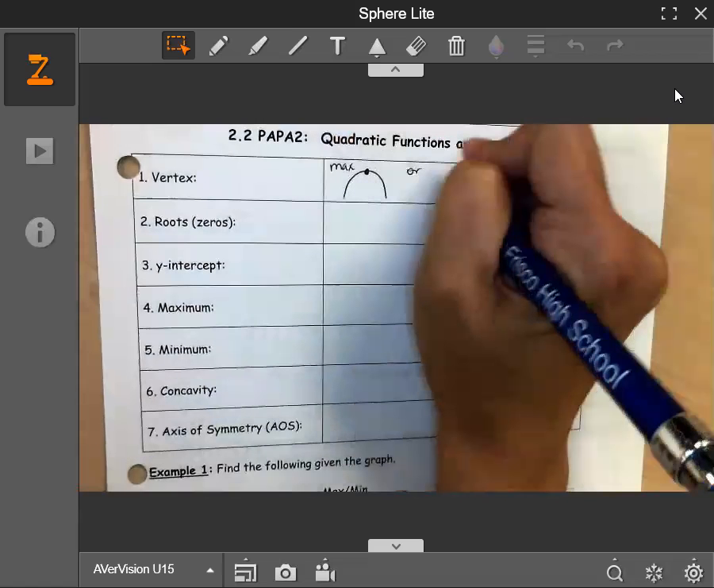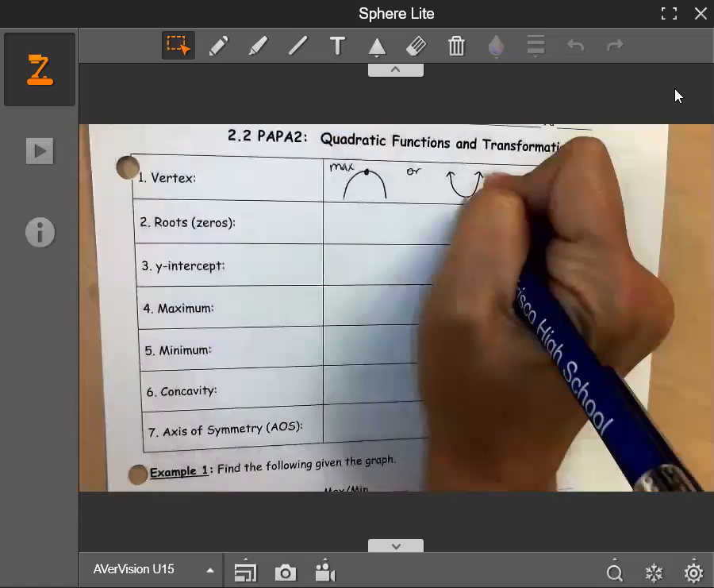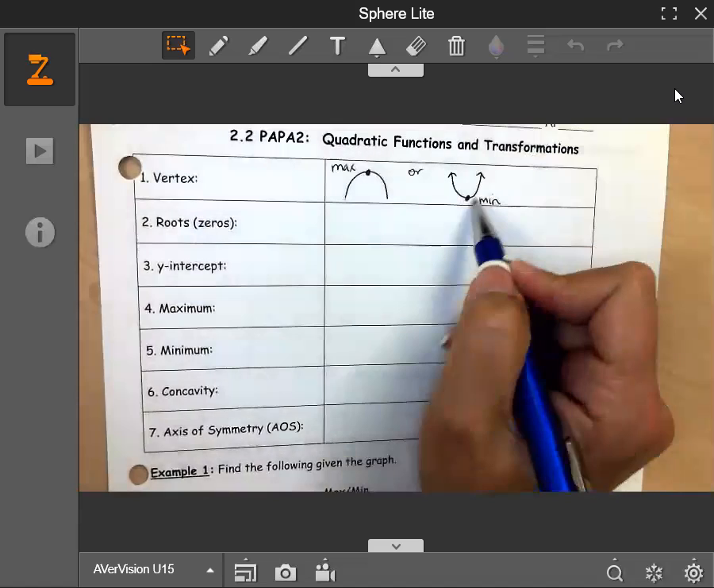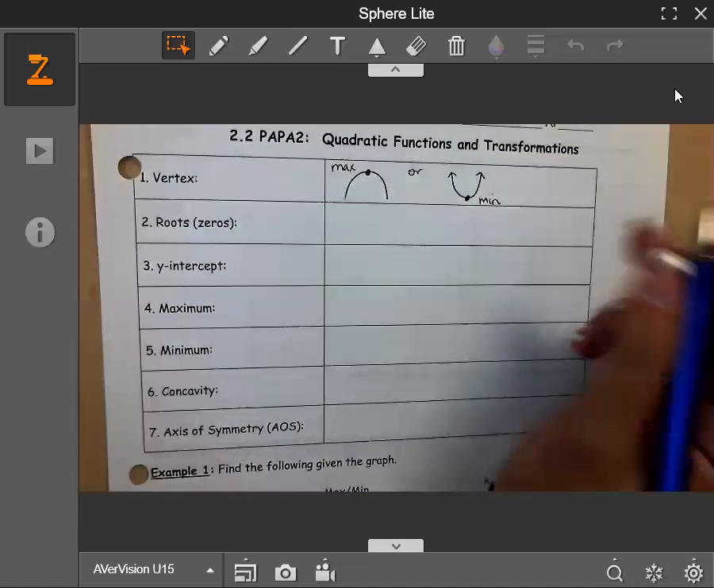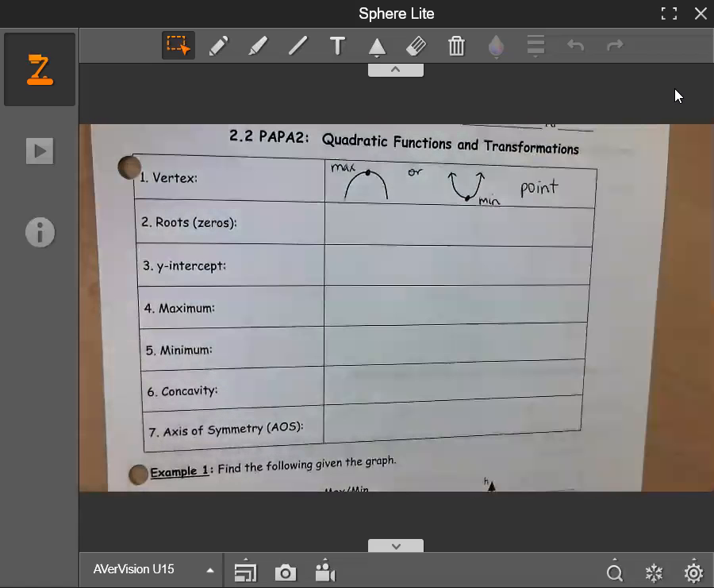If our parabola opened upward like this, then we would have a min vertex here because it's the smallest point on the graph. Again, it's that point where it's changing direction, or that max or min point.